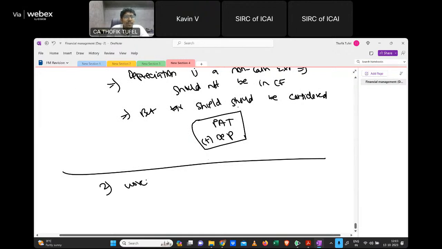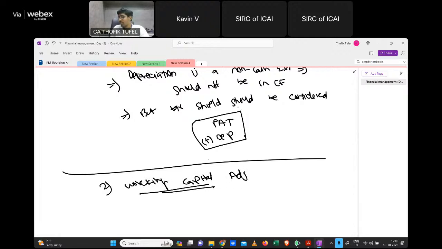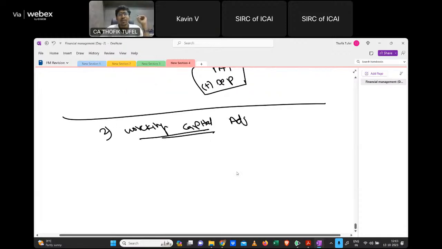Second one, working capital adjustment. Now see, what is working capital? Working capital, you all know, is current assets minus current liabilities. Any business you do, suppose I'm taking a loan of 10 crore rupees and investing it in machinery, will I get profit or not? To get the profit, you should invest in working capital. One is a long-term investment.